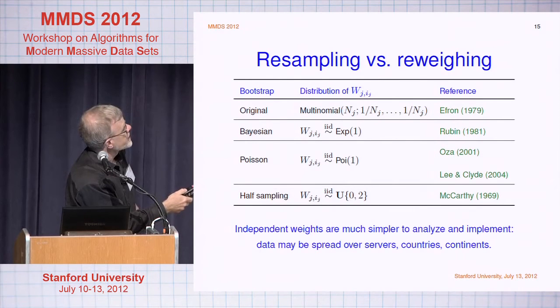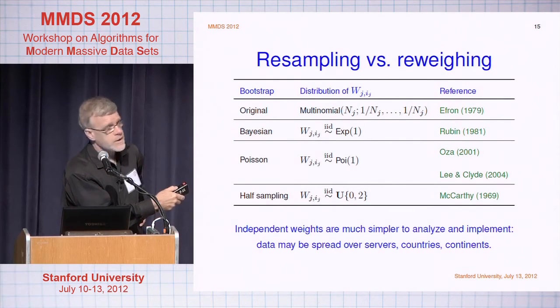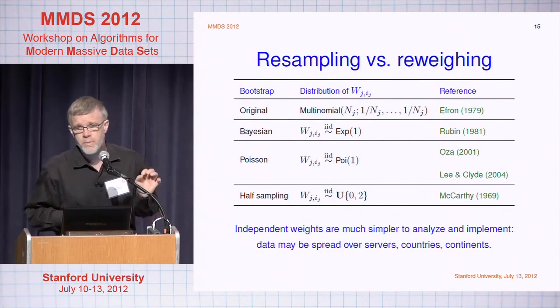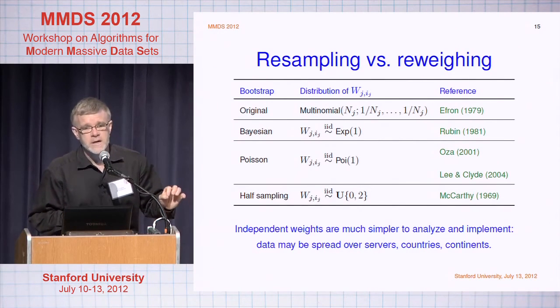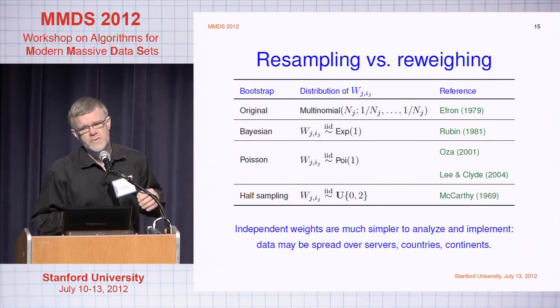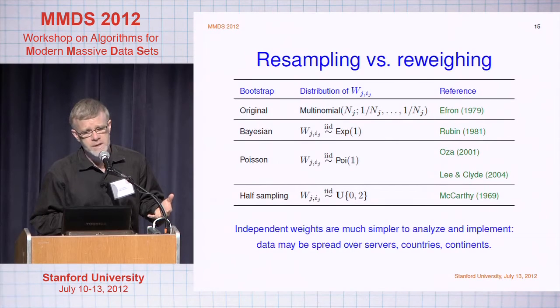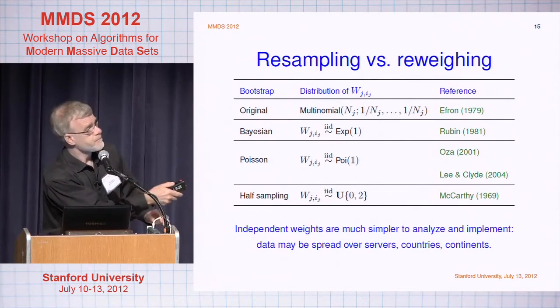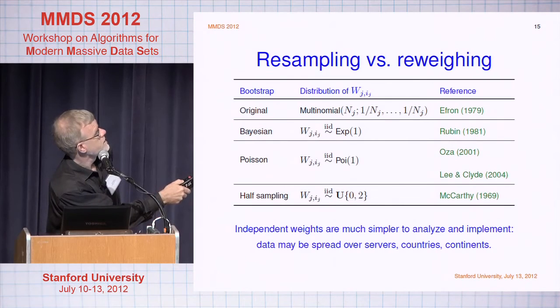Popular in some machine learning applications is to replace the bootstrap by IID Poisson weights. The sweet point about using IID weights is that your data may be scattered over servers all across the country and the world. You don't really want to make sure that the weights always add up to 100 million. You might just as well take them independent Poissons. They'll come out close to 100 million anyway, just by the law of large numbers. So that's a huge simplification.